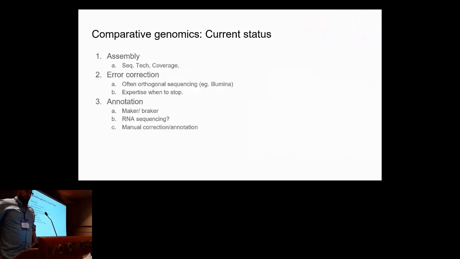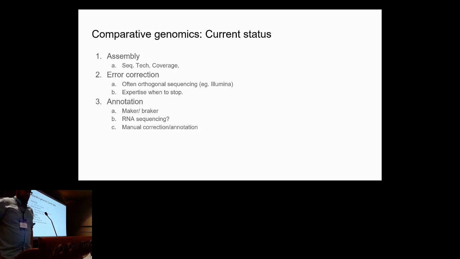The next step is then typically an error correction, which often requires an orthogonal sequencing step, for example, Illumina. And then you also have to have expertise to polish, and to know how often you polish your genome, because over-polishing your genome will lead to eradicating heterozygous locations of your assembly and introduce further errors or eradicate repeats on their own.